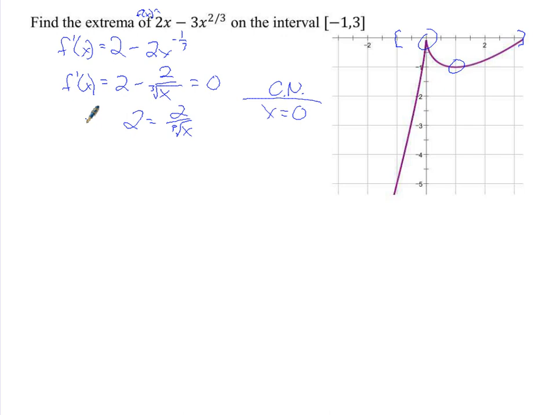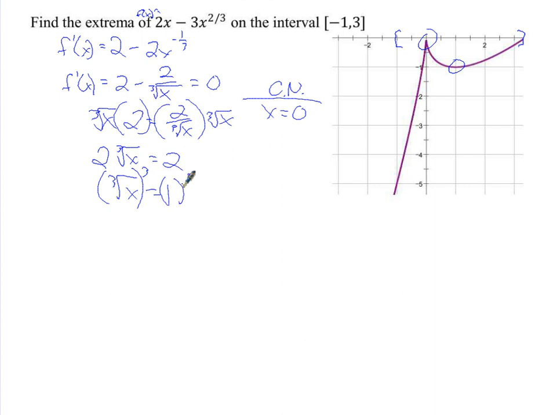Multiply both sides by the cube root of x. So now we have 2 cube roots of x equals 2. Divide both sides by 2, and we have the cube root of x equals 1. Cube both sides. Cubing undoes the cube root. So we cube both sides, and we get x equals 1.